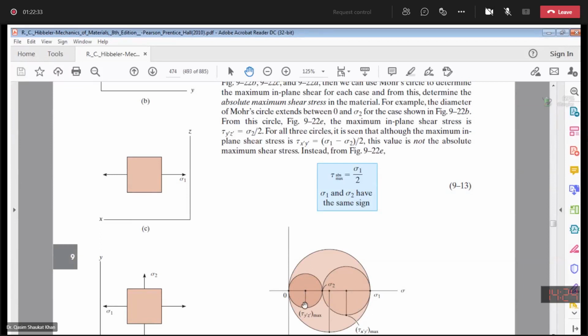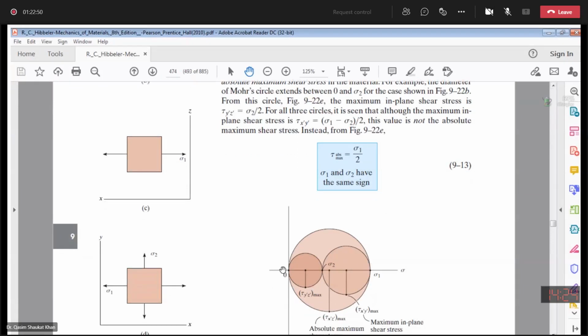Yes, sir. Okay. Then you have the second case, x and z. In x and z, you have sigma 1 and the other principal stress is 0. So if you see this outer, bigger Mohr circle, 0 to sigma 1, this outer one, the in-plane shear stress will be (sigma 1 minus 0) over 2, this one, tau x dash z dash. This is representing this outer circle.